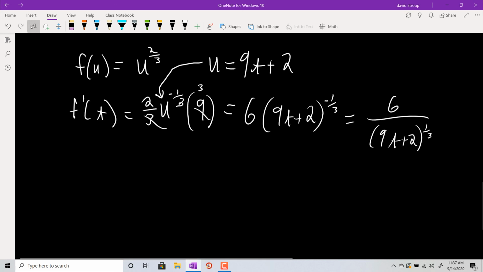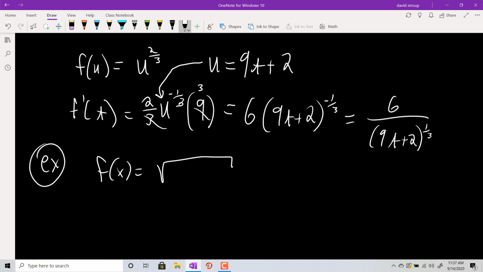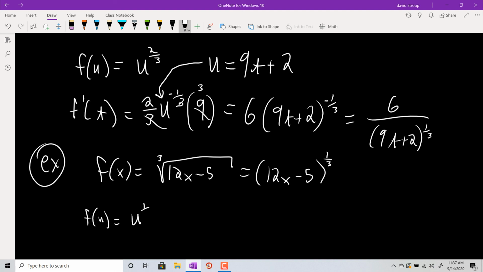Okay, let's look at another example. f of x equals the cube root of 12x minus 5, which you could rewrite as 12x minus 5 to the 1/3. The outer part, f of u, is going to be u to the 1/3. And then u is the 12x minus 5.